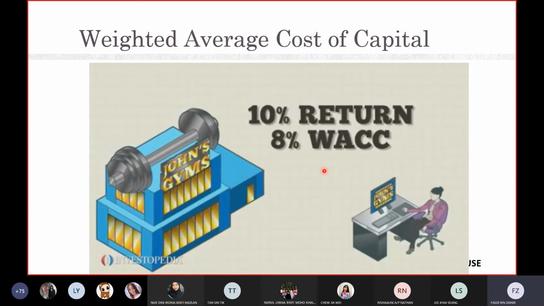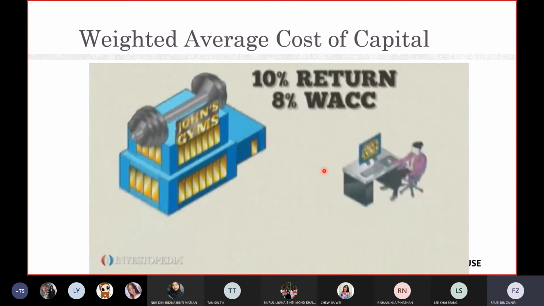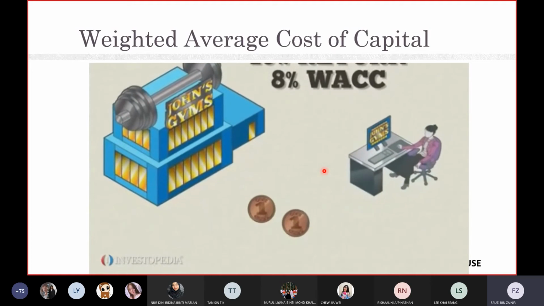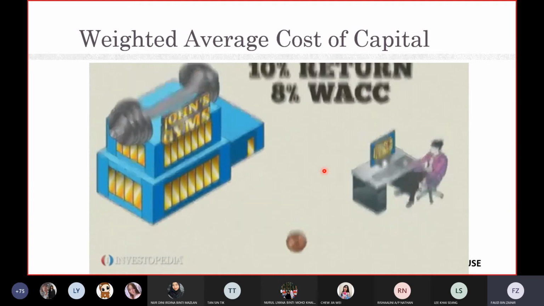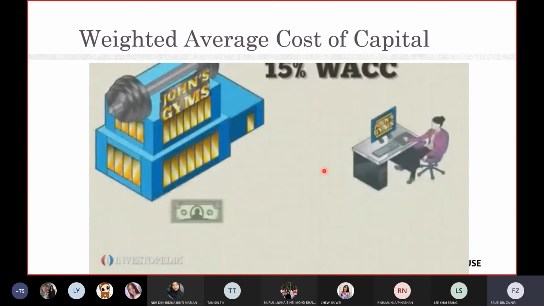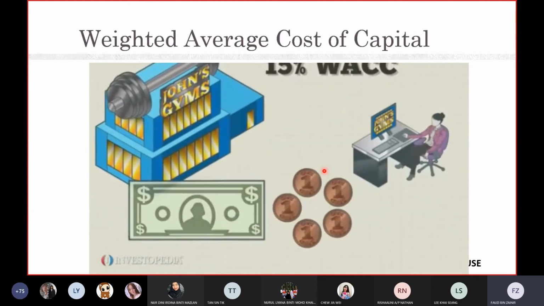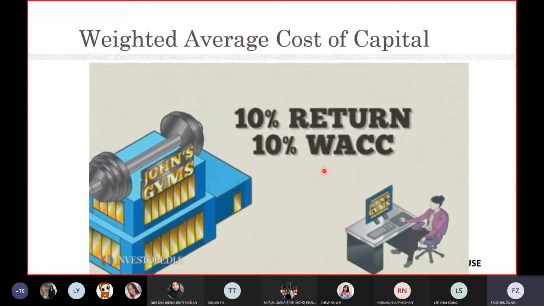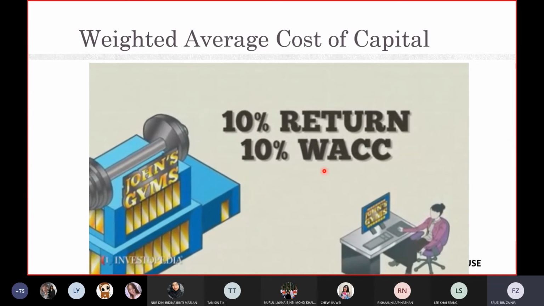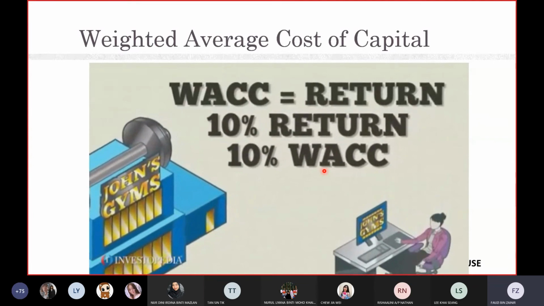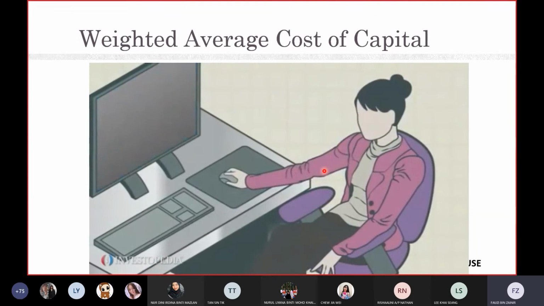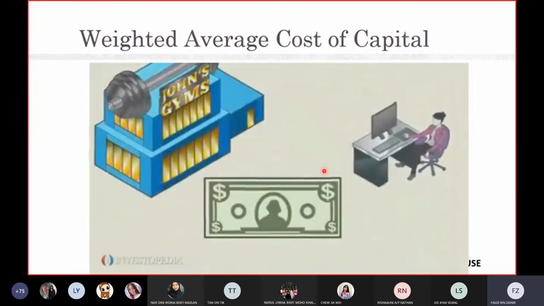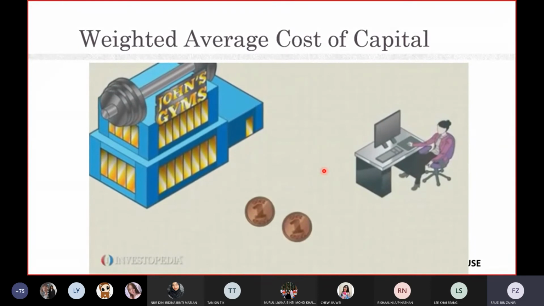By subtracting the WACC from the return, she sees that for every dollar John's Gyms spends, it creates 2 cents of value. If John's Gyms had a WACC of 15%, it would be destroying 5 cents of value for every dollar it invested. If its WACC were 10%, the company would be neither creating nor destroying value, but remaining stagnant. Mary thinks she might pass on this investment because while the company is creating value, it's not creating as much as she'd like to see.